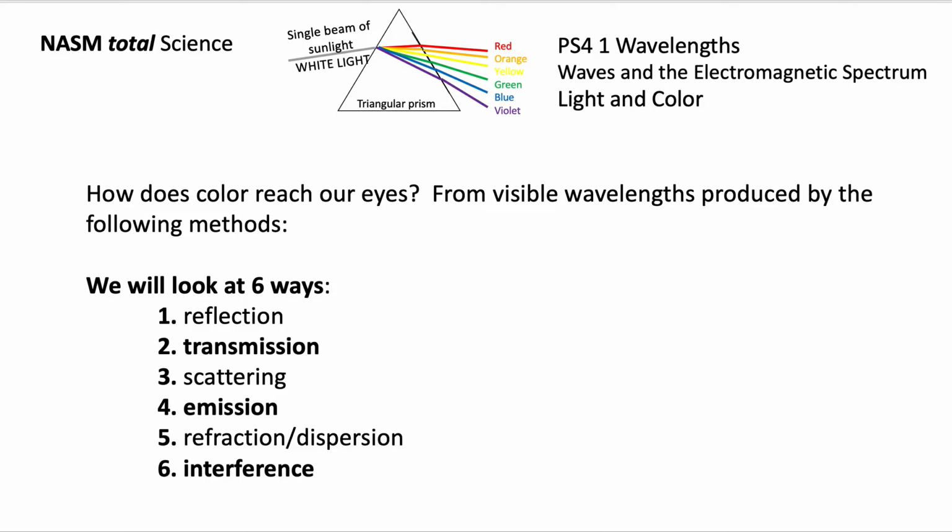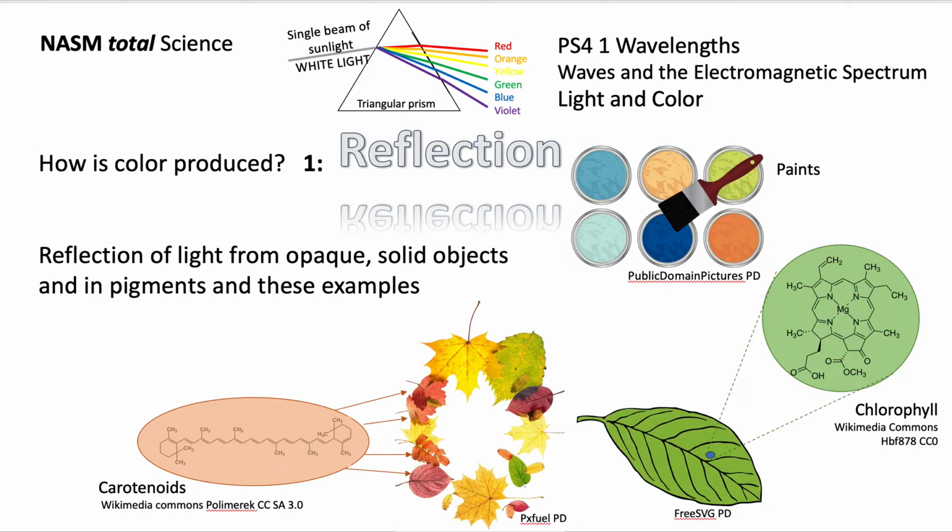But the colour reaches our eyes as light wavelengths, and how do different objects actually have colour? We're going to look at these 6 ways: reflection, transmission, scattering, emission, refraction and interference. Starting with reflection, this is light that is reflected from opaque solid objects. You can just pause to look at some of the ones that are included here.